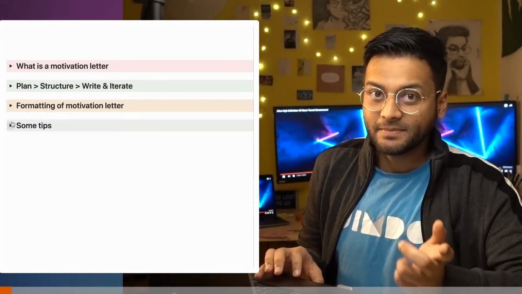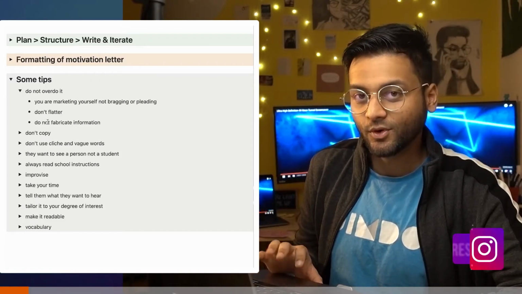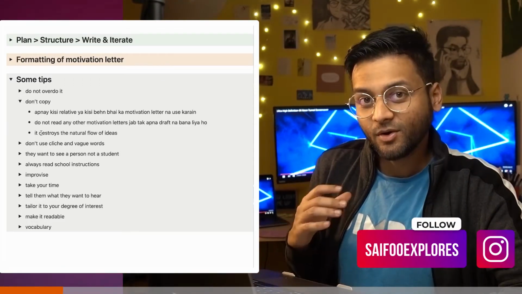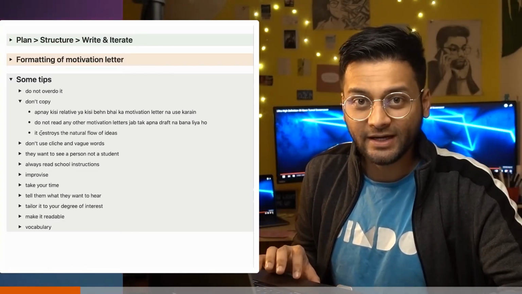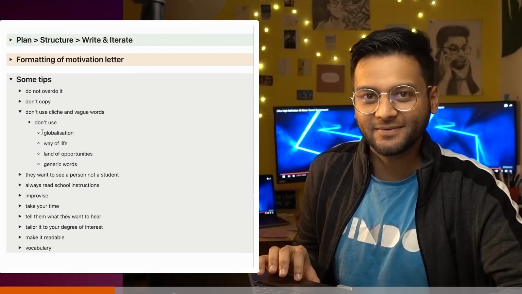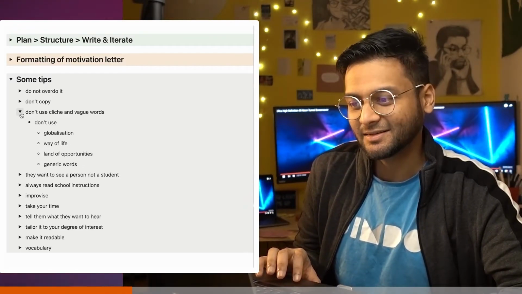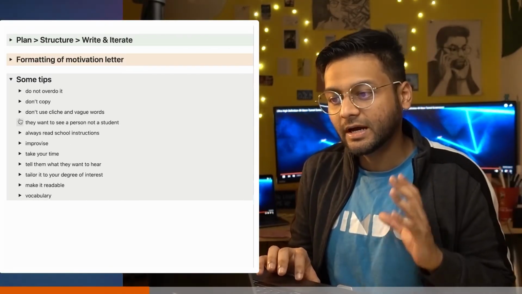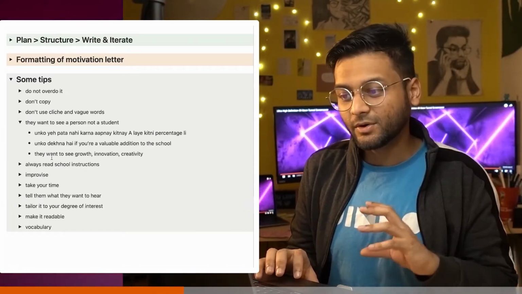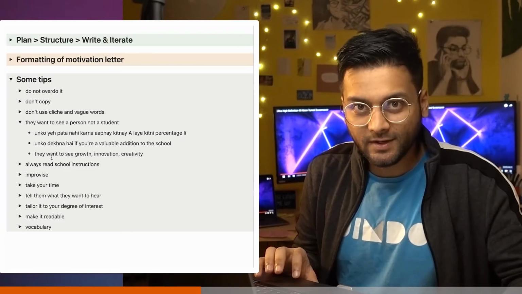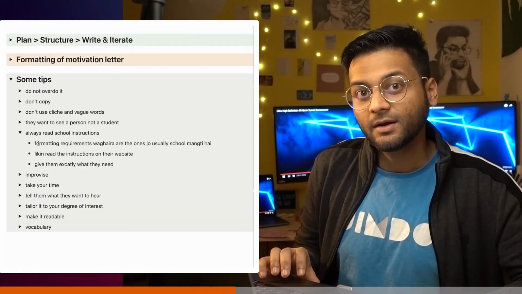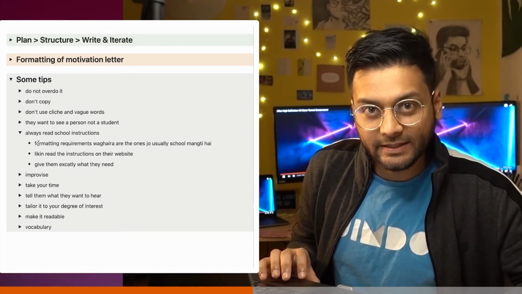And at the end, some tips. Don't overdo it. Don't fabricate information. Do not copy. Please don't copy it from someone else because it destroys the natural flow of ideas. Don't use cliches or vague words like globalization, way of life, land of opportunities, and some generic words. The school wants to see a person and not a student. So maybe you can talk about some growth, something about innovation, and maybe show your creativity. Always read the school instructions. The formatting is very important before starting to write your motivation letter.